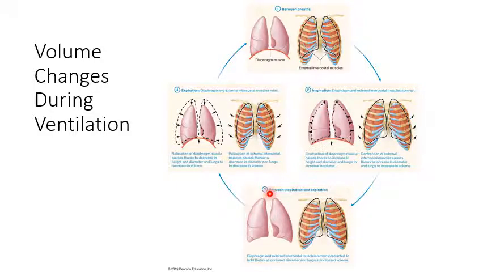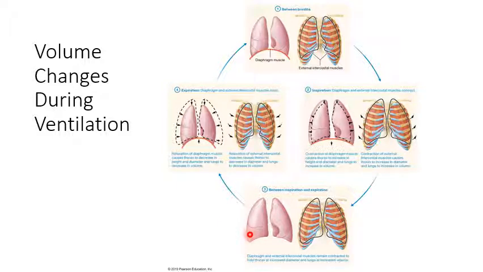Then the pressure will equalize between the intrapulmonary, between the lungs and the air outside, so you're not going to have any more air movement. So you kind of have your breath drawn all the way in now. The diaphragm is still contracted. And the external intercostals are still contracted, so the volume of the thoracic cavity is high.